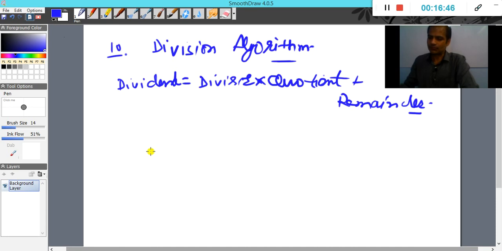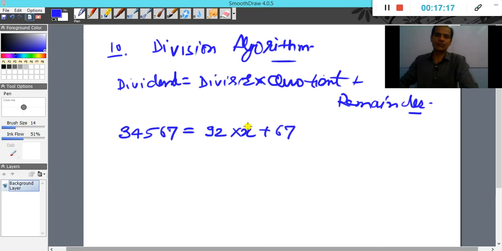Dividend, so it is given that on dividing 3, 4, 5, 6, 7, it means the dividend is 34567, very interesting number, and equals 92 into x. X is the quotient because the theorem is divisor into quotient plus remainder. So it is divisor, it is quotient and remainder. So the remainder is 67 because it is given in the question. Now this is an equation. Okay, we have to find the value of x.